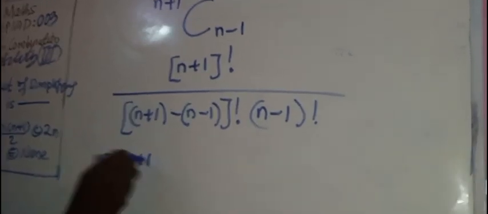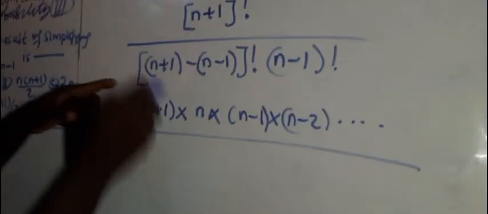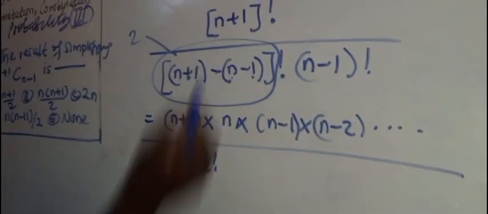n plus 1 factorial. It means n plus 1 times, it keeps on reducing, that will be n, times n minus 1, times n minus 2. It continues reducing, divided by, now this one, let's simplify this. Open the bracket, that will be n minus 1, n cancels, minus times minus 1 is plus 1, 1 plus 1, 2, so the whole of this gives us 2 factorial.